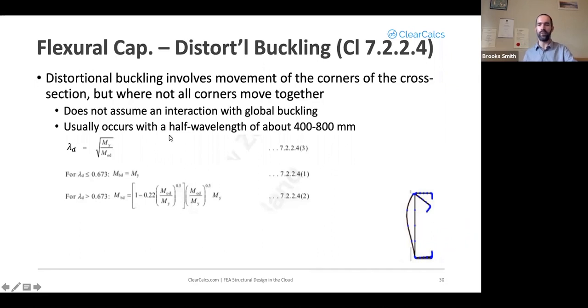Distortional buckling usually occurs with a half wavelength of about 400 to 800 millimeters in most cold form steel sections. And it's a similar procedure for calculating that. You're going to calculate a slenderness factor. You note here that it's a square root of M sub Y divided by M naught D, as opposed to MBE. And again, depending upon the value of that lambda D, you switch what the calculation is for M sub BD, your final distortional capacity.